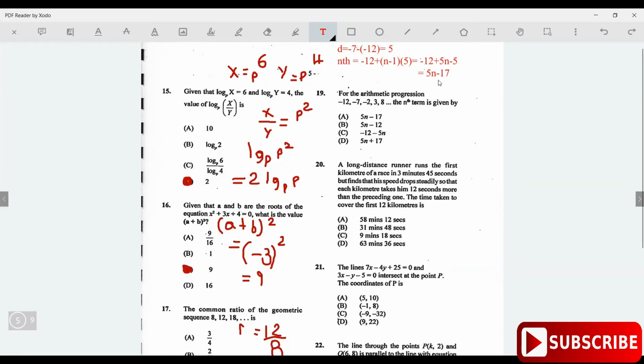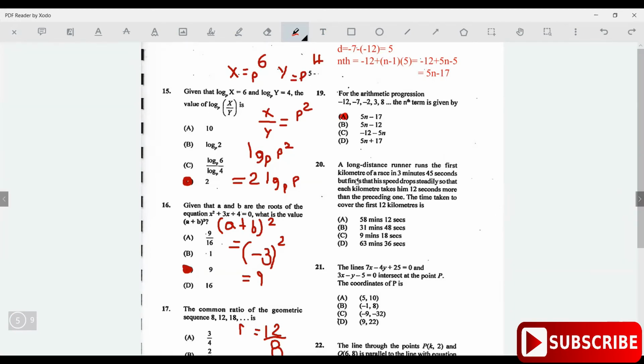Nice. So if you put n as 1, you get -12, n as 2, you get -7, n as 3, -2, n as 4, 3, and so forth. So that is 5n minus 17. Solved.